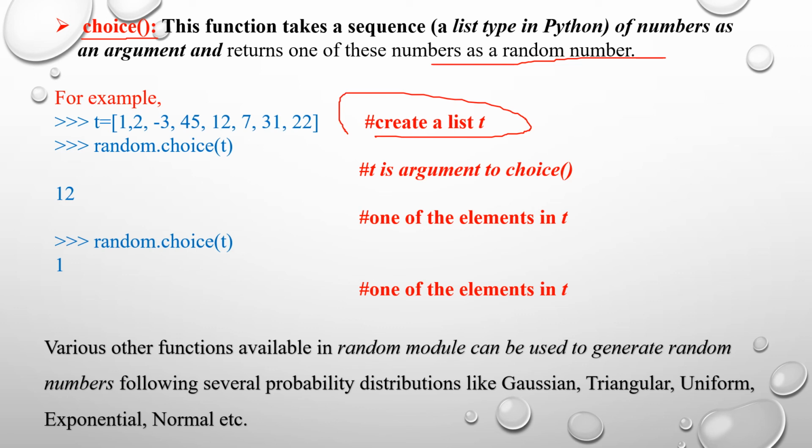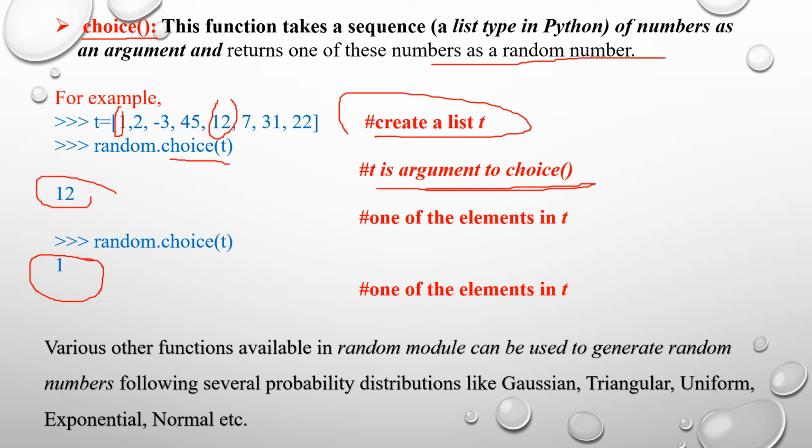Here we call random.choice(t), so t is the argument to choice. The Python interpreter will generate a random number. The number is 12, which is one of the elements in t. Let's generate one more number. random.choice(t), and the Python interpreter gives 1, which is also one of the elements in t. So this is the 1 and this is the 12.